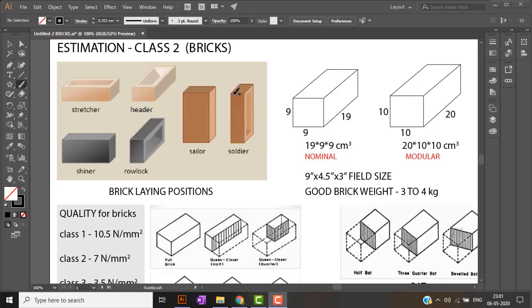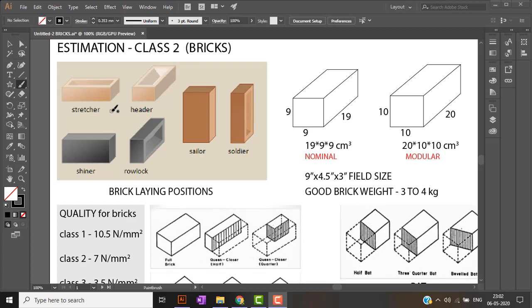Hello everyone. So let's continue with estimation class 2, that's about bricks. In class 1 we have seen how to find the estimate quantities for concrete. Now in this class we'll learn about bricks. I will also be teaching about some basic things, what everyone should know about bricks and what materials are used in order to produce bricks.